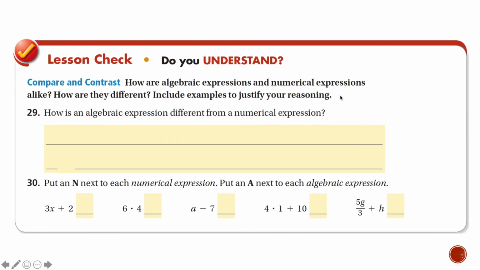Alright guys, we finally made it. We're into the lesson check. So, let's end this one nice and strong. How are algebraic expressions and numerical expressions alike? How are they different? Can you include examples to justify your reasoning?